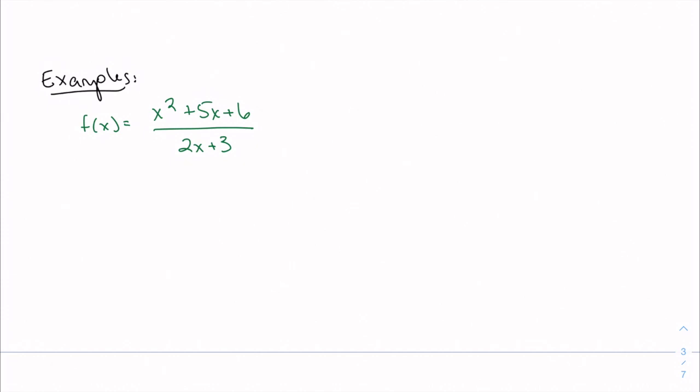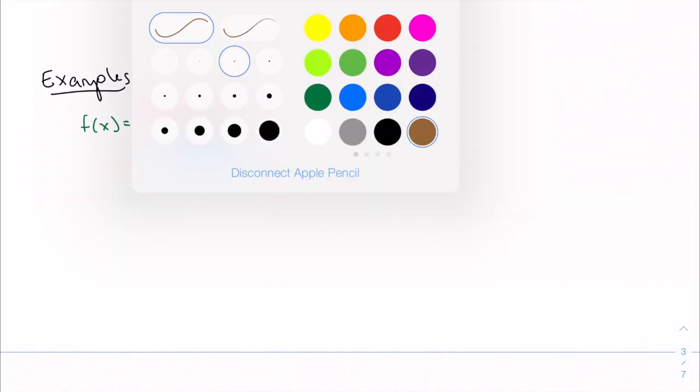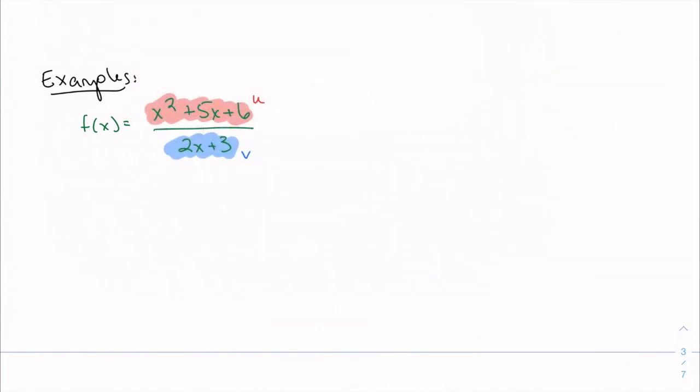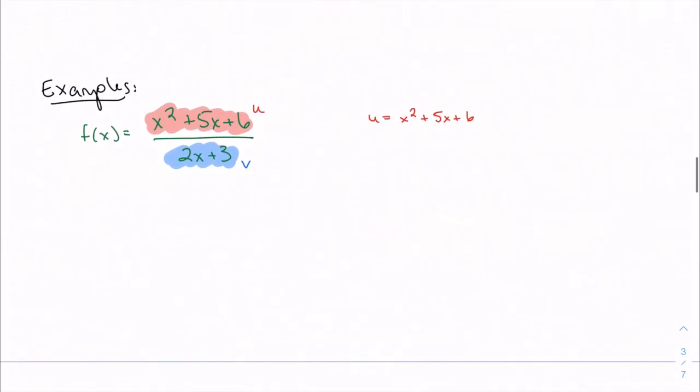So once again, I want to identify my u and my v. And I'm actually going to call them that, u and v. And just as before, I'm going to go over and do some side work. So u is x squared plus 5x plus 6. And if we look at my formula, you can see that I need a u prime, so I should probably find that. I'll get 2x plus 5. And my v is 2x plus 3, and again, I know I need v prime, so I'm going to find that, and I just get 2. Well, now I've got all my pieces, I can plug it right in.